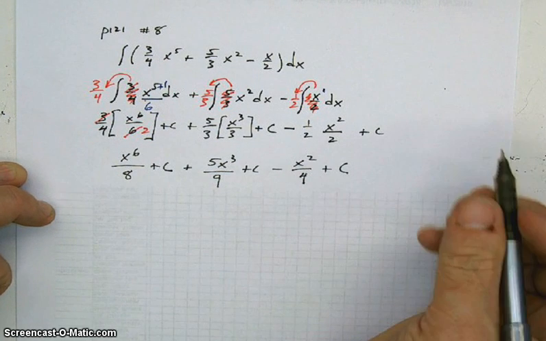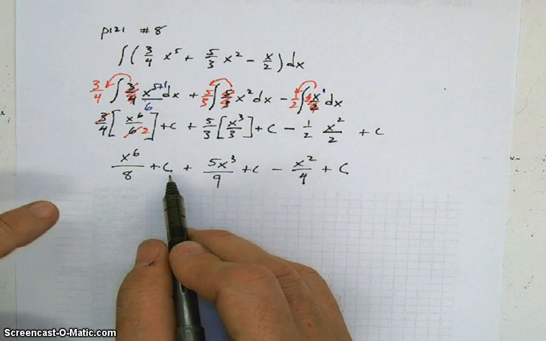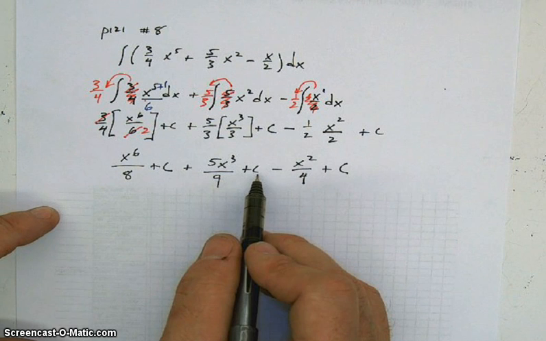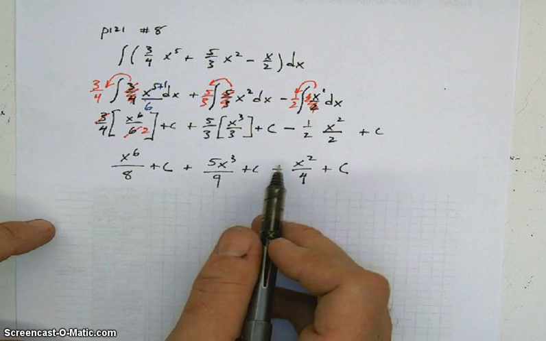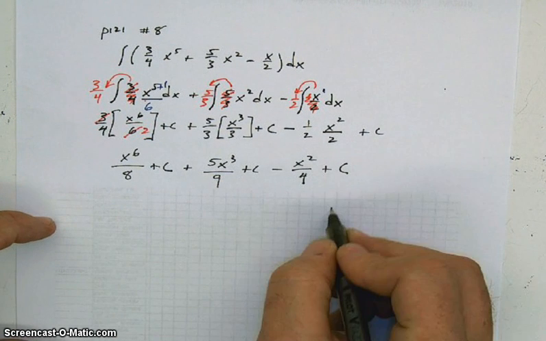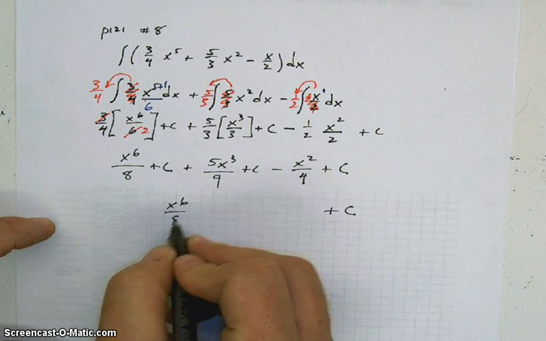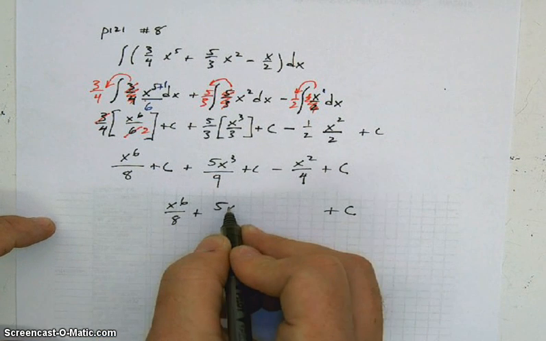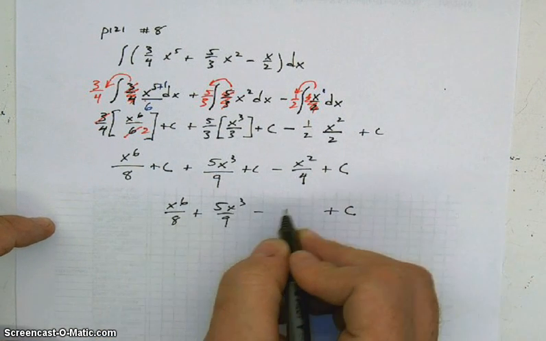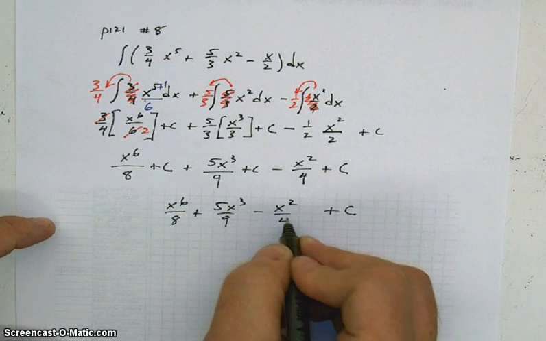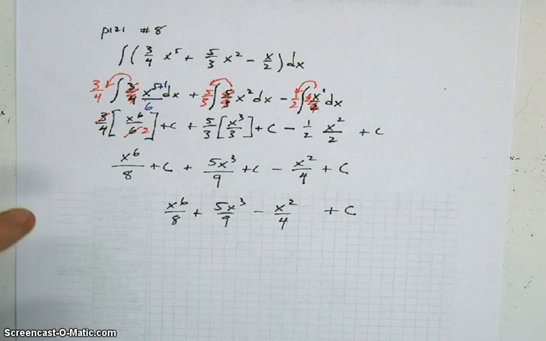And the last thing we can do is, since all of these C's are completely arbitrary and represent all numbers, we collect them all together into one big C at the end, and the answer we get is x to the 6th over 8 plus 5x to the 3rd over 9 minus x squared over 4, plus C. And that's the answer.